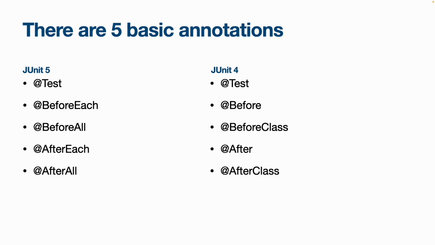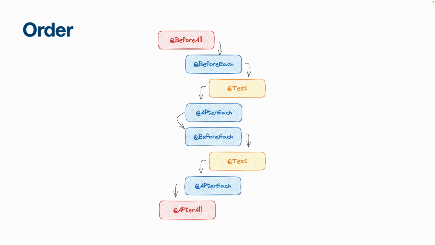So the hierarchy, the order of execution, is something like this. BeforeAll will execute once before executing any of the test cases. BeforeEach will run before each test case. As you can see in the image, there are 2 test cases. BeforeEach will run before each and every test case, and AfterEach will run after each and every test case, and at the end AfterAll will run. That is about the basic annotations and the order of those annotations.